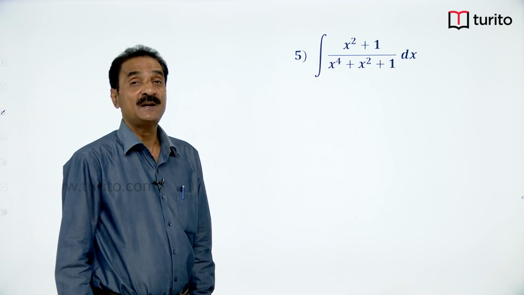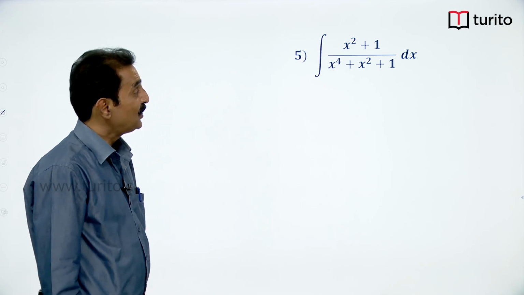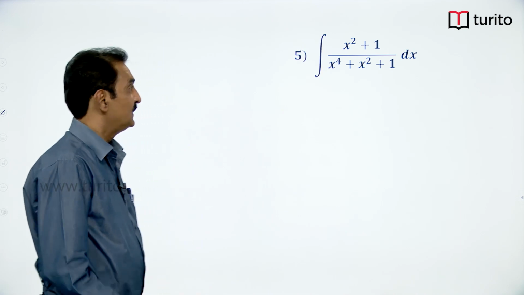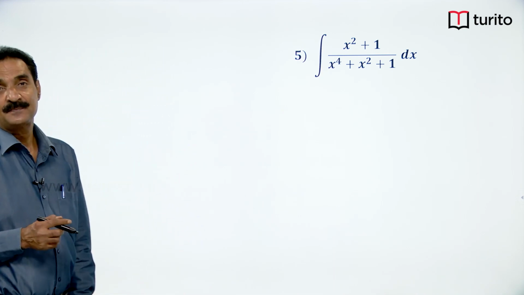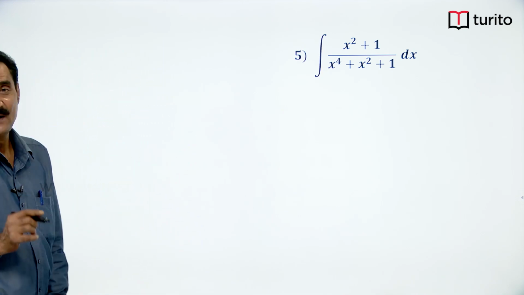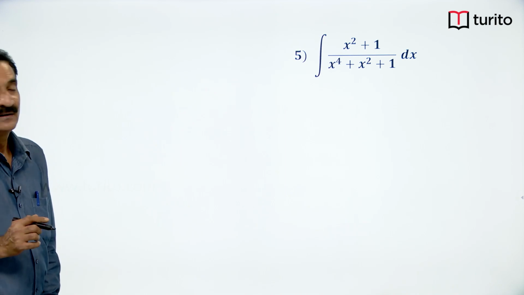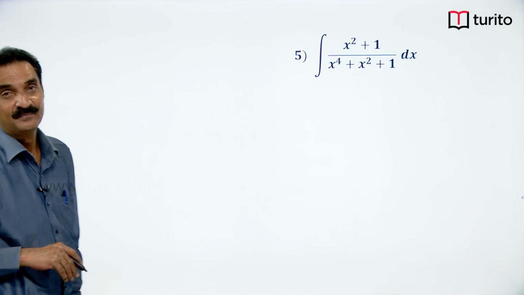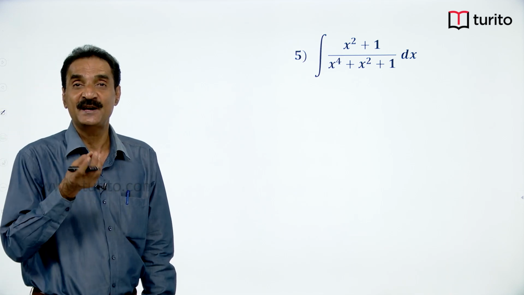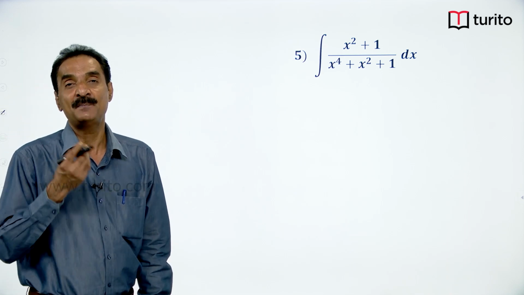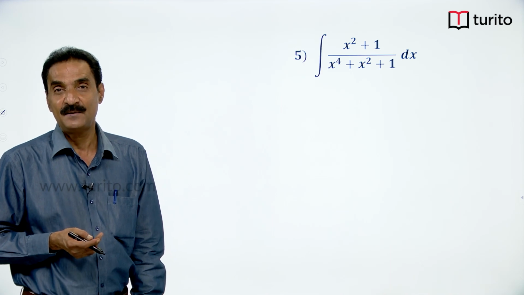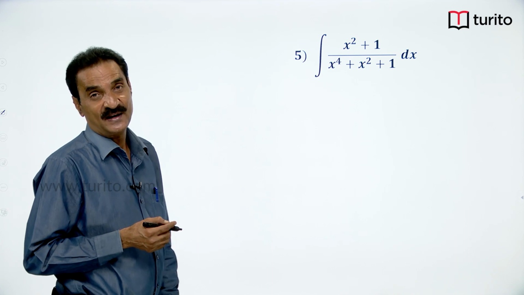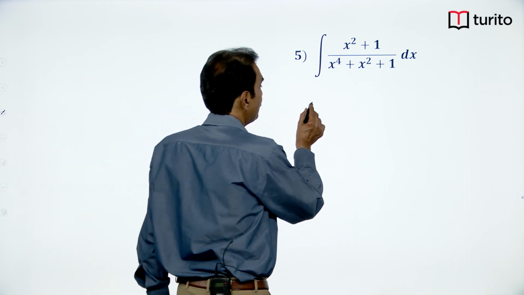Integral x square plus 1 by x power 4 plus x square plus 1. In the earlier classes, I have explained one technique, dividing numerator and denominator by x square. That will work in many problems where every term is having even powers of x. If you divide numerator and denominator by x square, what happens?